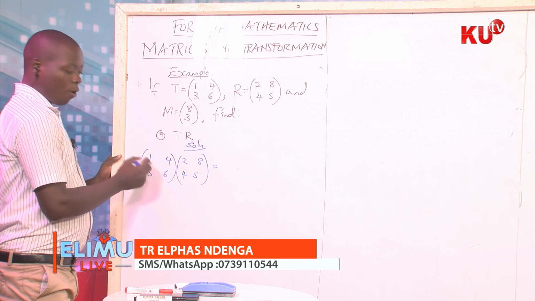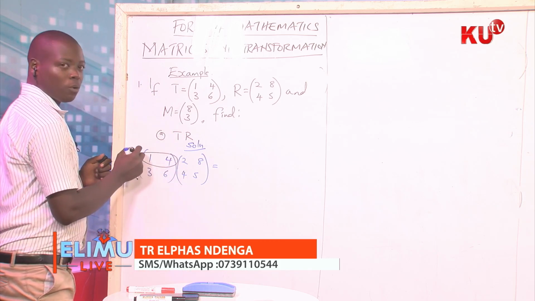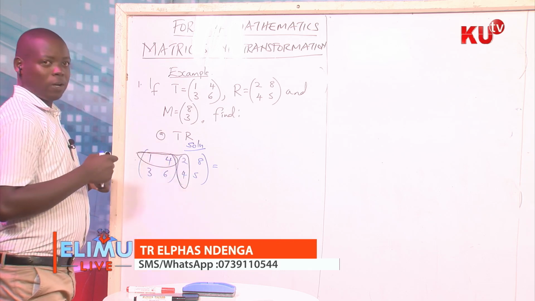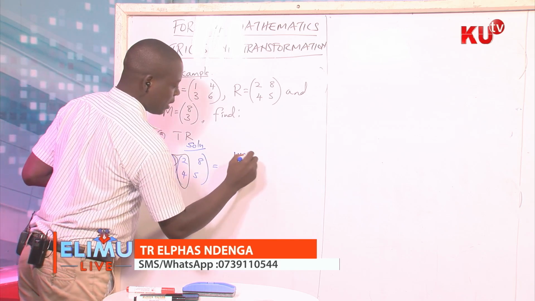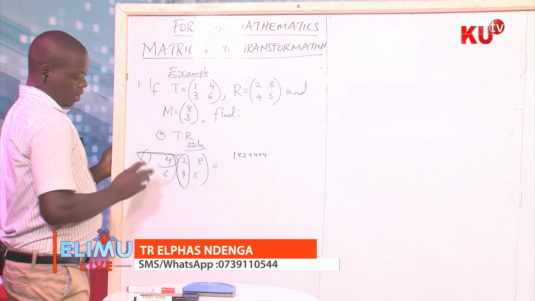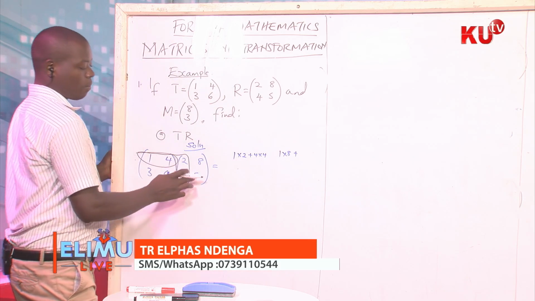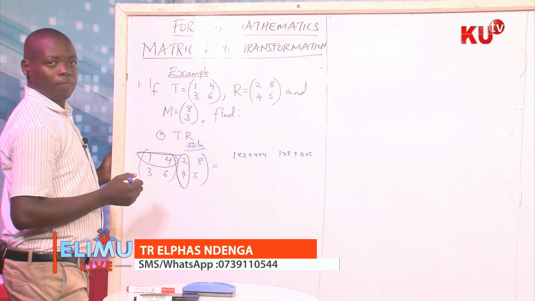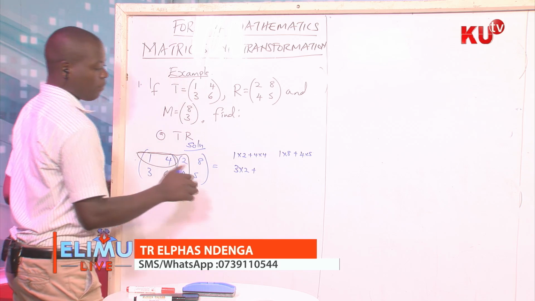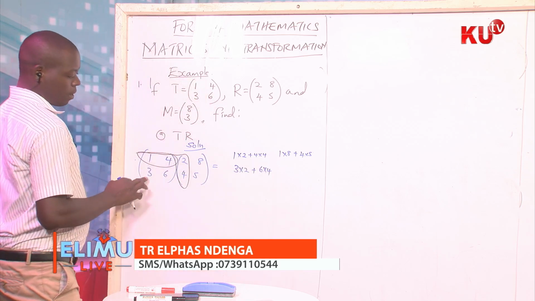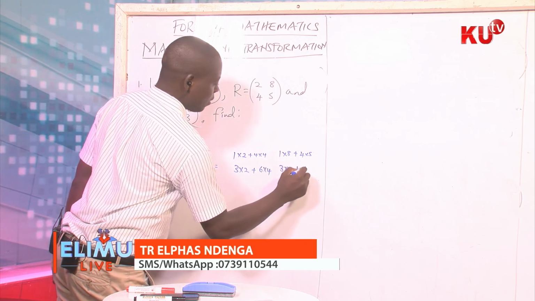So let's start, row by column. Multiplication is done based on the principle of, in the first matrix, pick the row against the column. So how will it work? 1 times 2, then 4 times 4, and we obtain the sum. Then again, 1 multiplied by 8, add 4 multiplied by 5. 3 multiplied by 2, add 6 multiplied by 4. 3 multiplied by 8, plus 6 multiplied by 5.